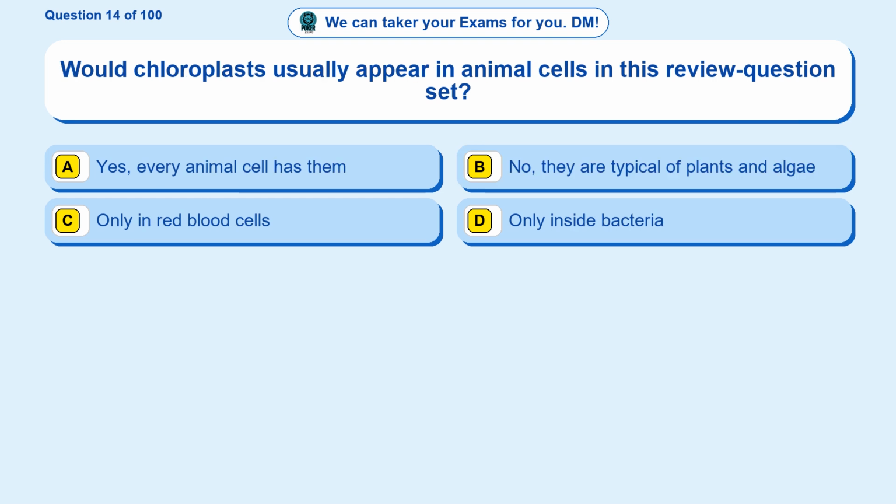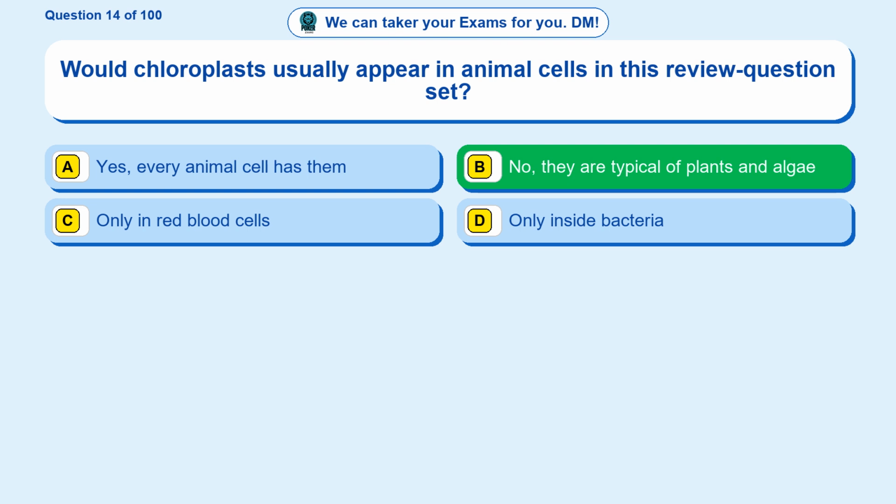Question 14. Would chloroplasts usually appear in animal cells in this review question set? Option A. Yes, every animal cell has them. Option B. No, they are typical of plants and algae. Option C. Only in red blood cells. Option D. Only inside bacteria.